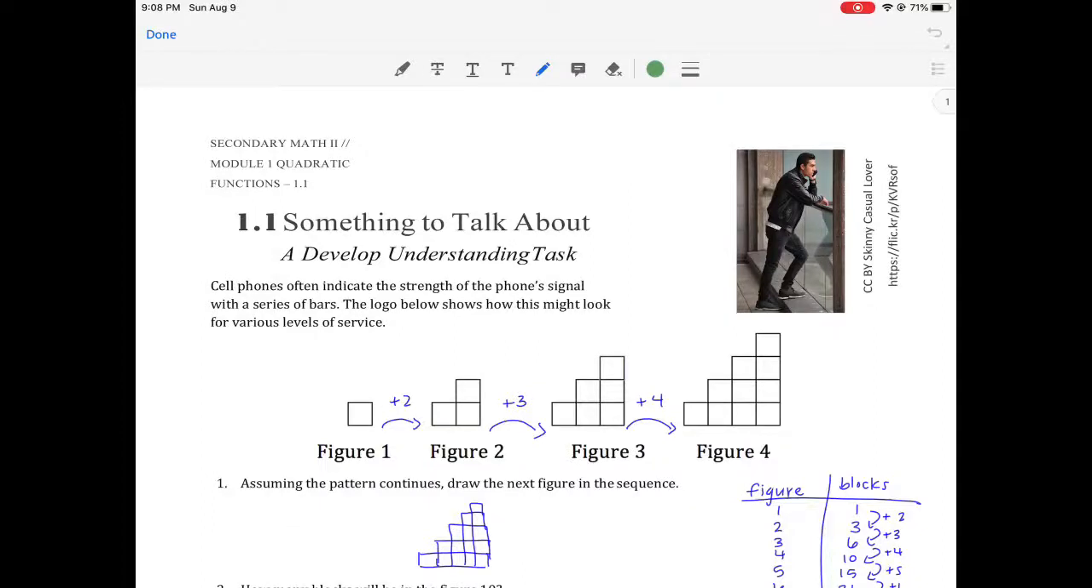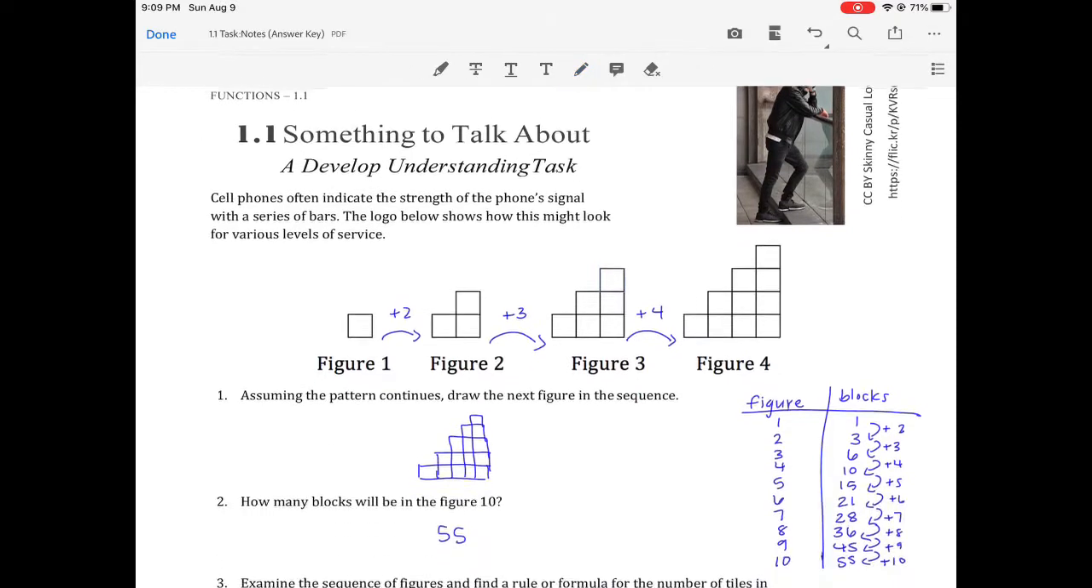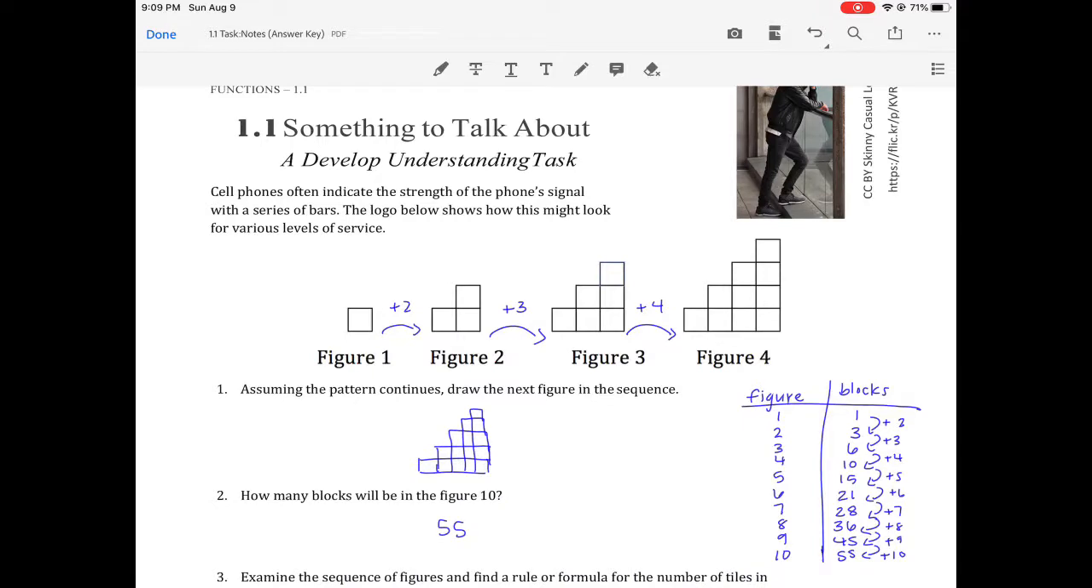Okay, you should have completed numbers 1 through 3 on this task because we're looking at these cell phone signals with the various bars. So on that first one, if you have done it correctly, you should have got a figure that looks like this down here, right? It has 5 on the bottom and 5 going up, and it's almost like stairs going up. And that has a total, so that was for the next figure, so this is figure 5.